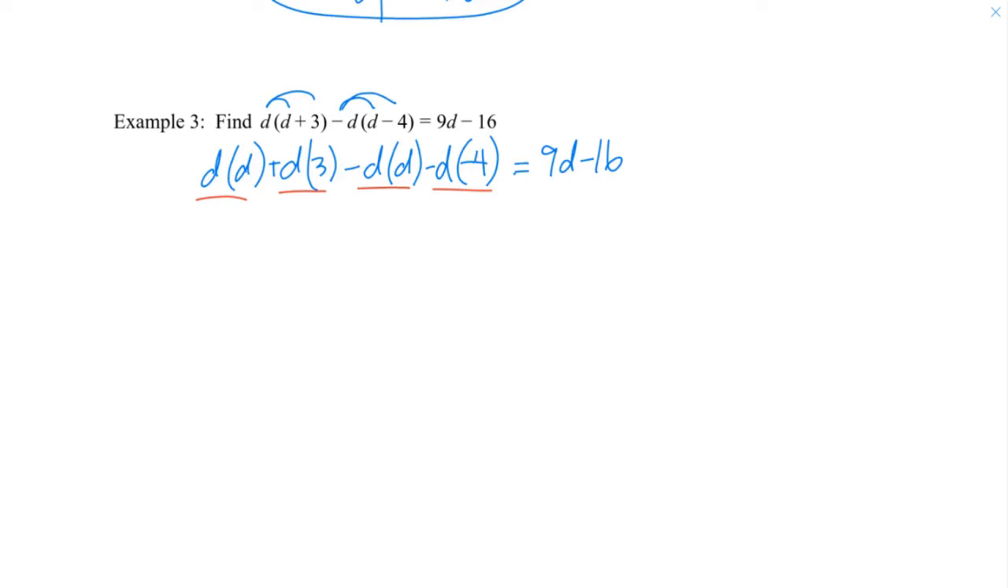Let's multiply. D times d, adding your exponents, will give you d squared. Remember, the coefficient's going to be 1 since you're multiplying those coefficients. 1 times 1 is 1. We have d times 3, which we really can't do anything with, but let's use the commutative property to put our coefficient first. So that'll be 3d. Then we have negative d times d, which is, again, negative d squared, adding our exponents. We have negative d times negative 4. So negative 1 times negative 4 is going to give us a positive 4d.